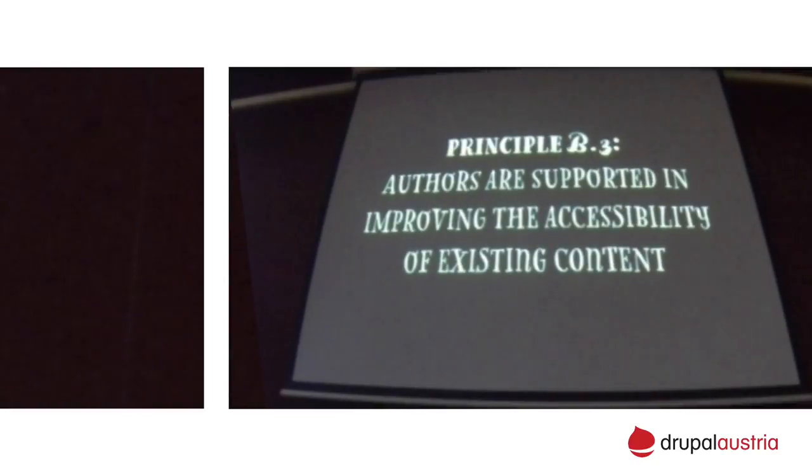Authors are supported in improving the accessibility of existing content. So, for example, you are now going home to your site builders, and you say, oh, we really should have an alternative text field for this image. And our site is in Drupal 7, so we didn't have it from the beginning. Then you just tell them, okay, implement that and just flag every article where this field is not set so people can actually go back, take a look, and make sure that this content is accessible.